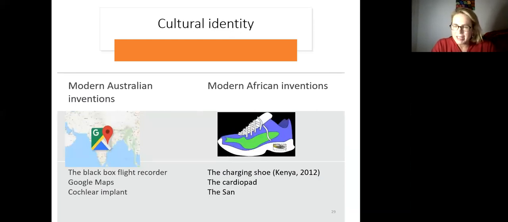As a teacher educator, I spend a lot of time in different classrooms around New South Wales. A few years ago, I was sitting at the back of a classroom assessing a student teacher. The supervising teacher was giving a short introduction to a science lesson, talking about modern Australian inventions and all the wonderful things that Australia has contributed to the world. For example, the black box flight recorder, Google Maps, the cochlear implant. I'm sure you can think of many more. One that I don't know where we would be without now is Wi-Fi.